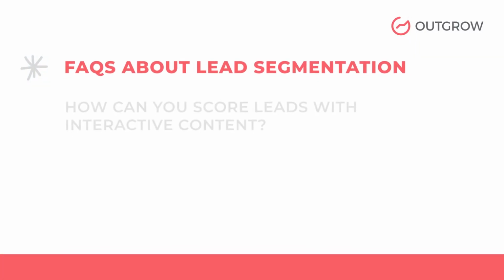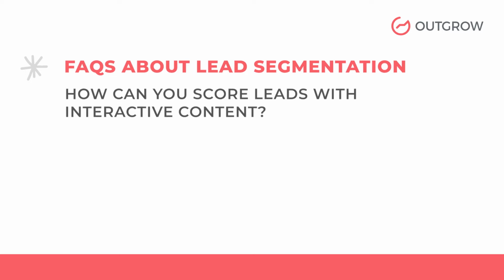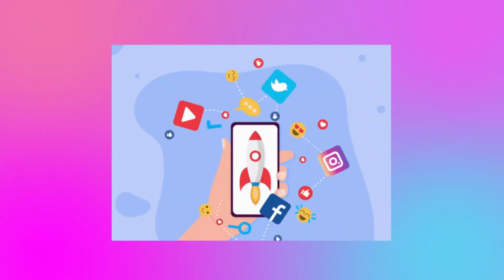FAQs about lead segmentation. How can you score leads with interactive content? Lead scoring is another marketing strategy that requires you to assign a relevant status to a lead. This determines how suitable a particular lead is to your company's needs and vice versa. More suitable leads would be assigned a priority status and so forth.